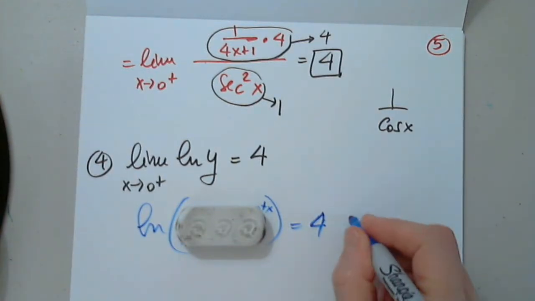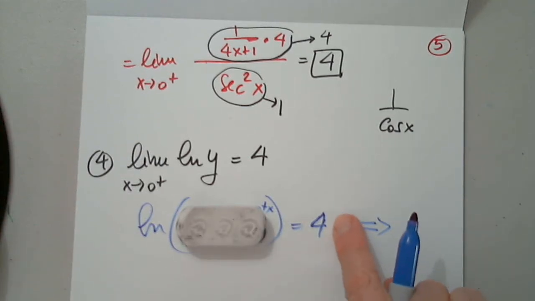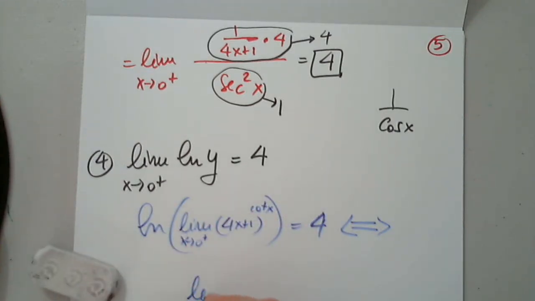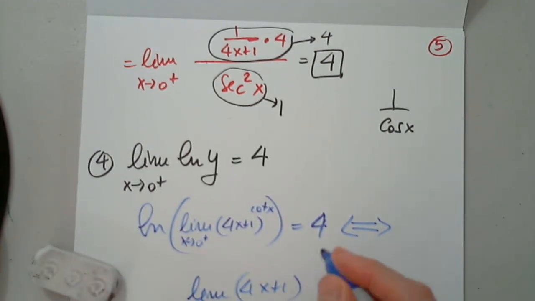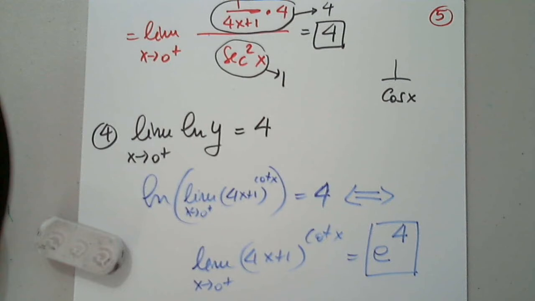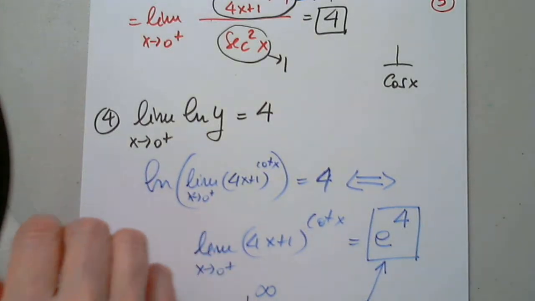So this is equivalent to, what is the base of natural log? I don't see any base. E. E to the 4th power equals this. So the limit of (4x plus 1) to the cotangent x as x approaches 0 from the right equals e to the 4th power. You did not expect that 1 to infinity will reach this. If you say that you did, I will not believe you.